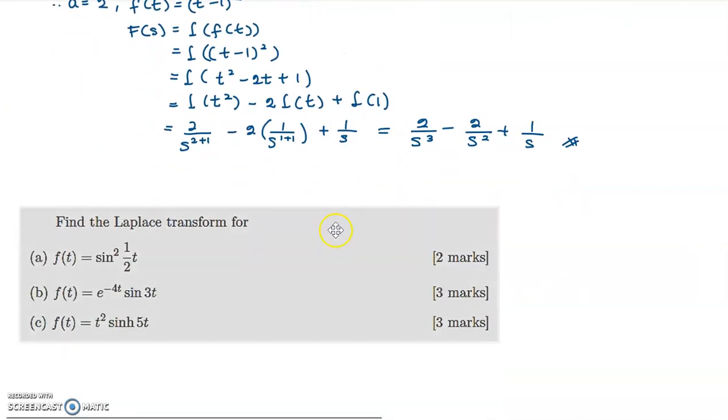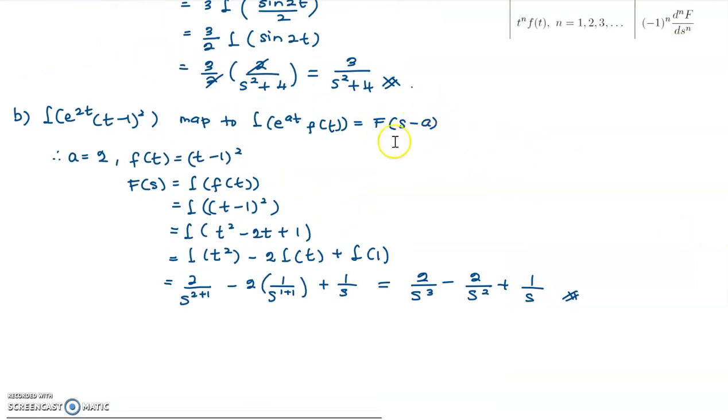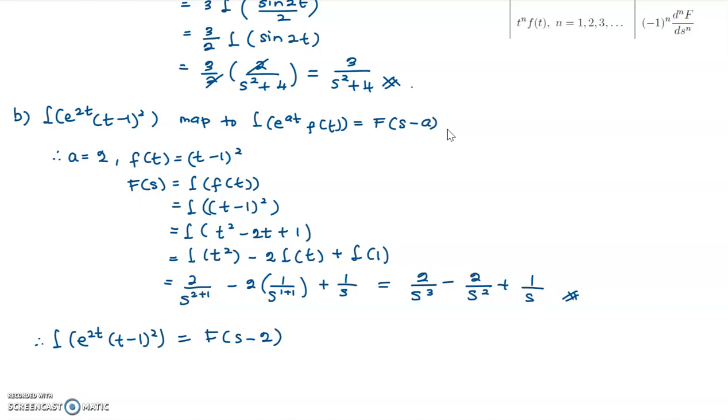But this is not yet our final answer, because the answer is supposed to be in the form of F(s minus a). So go back to this one. Therefore, the Laplace of what we want to get, e to the power 2t times (t minus 1) squared, is actually F(s minus a). Our a is 2, so F(s minus 2). But we cannot stop here. We need to write the expression for F(s minus 2), and we know that F(s) is this one.